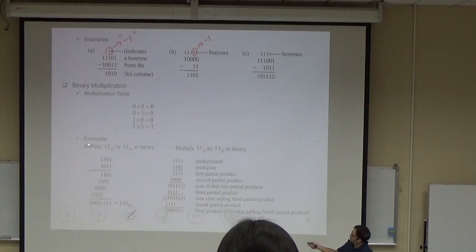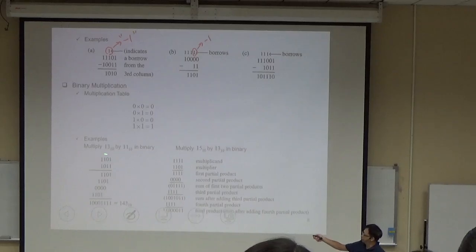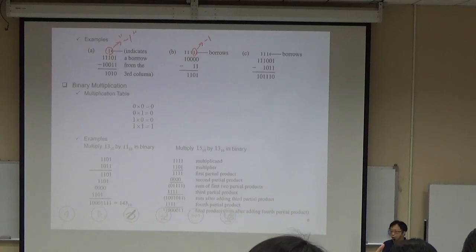And we multiply 13 by 11. The 13 and 11 are both base 10 numbers. Now, the expression is the same as before. So 13 equals this expression. This 11 is equal to this expression. Then we perform the multiplication for these two numbers.